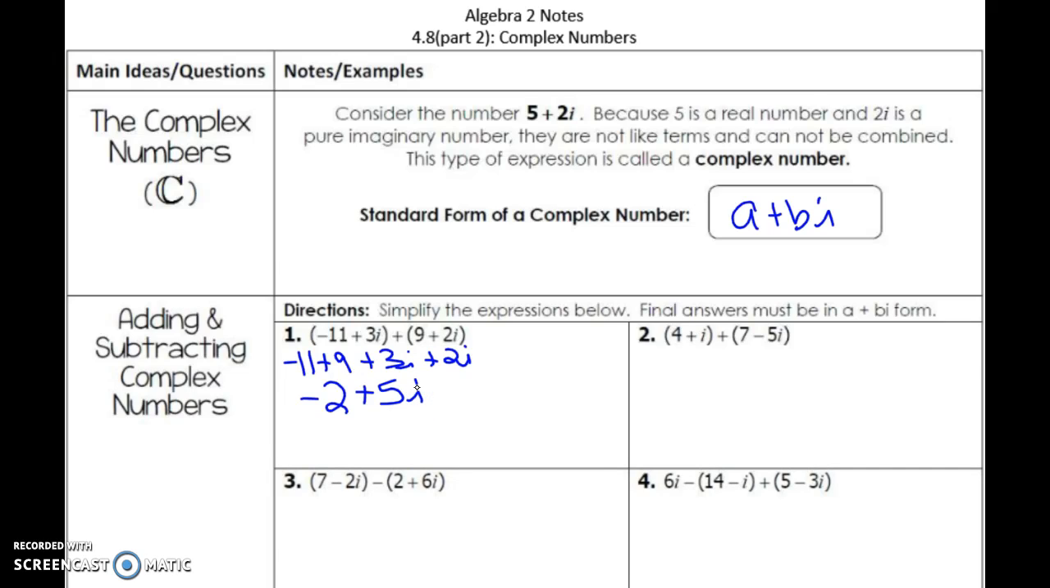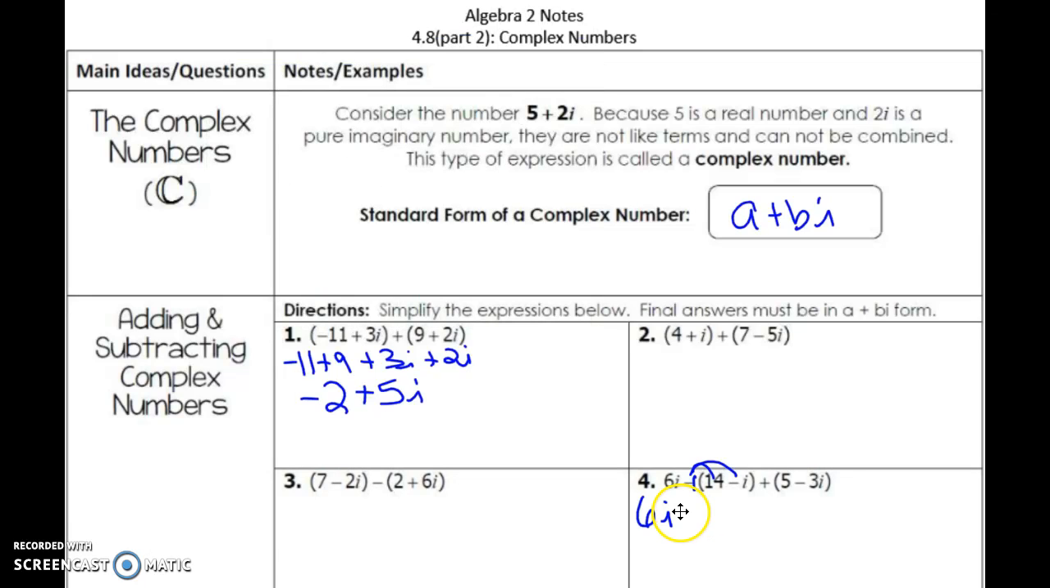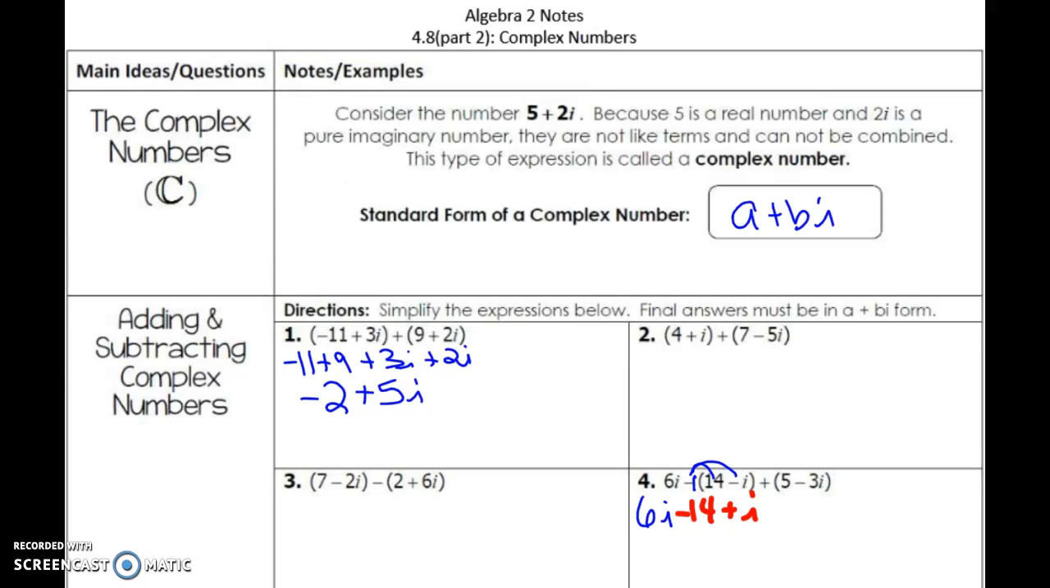Okay, let's jump down to number 4. If there's a subtraction sign, a minus sign, you need to treat that like a negative 1 in front of the parentheses and distribute that negative 1 to both items. So we have a 6i, and then that next part, if you distribute that negative 1 through, it's going to be negative 14 plus i. Negative 1 times i would end up being plus i. And then finally that last part is still going to stay the same, plus 5 minus 3i.